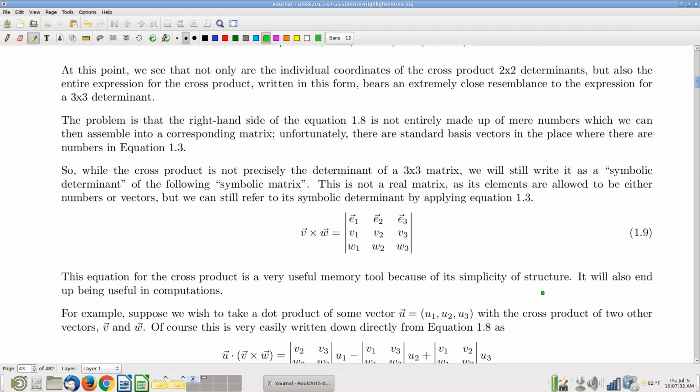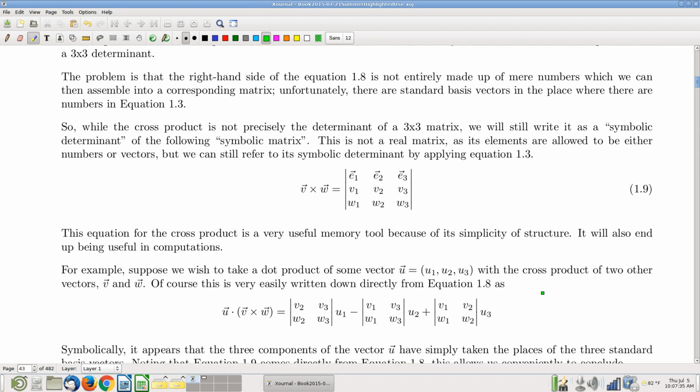All right. Now, analogous argument. This is going to seem weird at the start, but let's look. I've got V cross W, but now I want to dot it with another vector U. How would I write down a dot product?